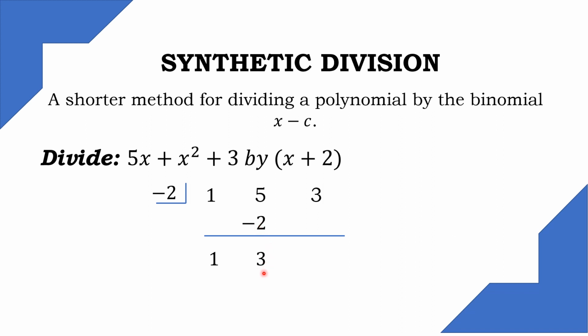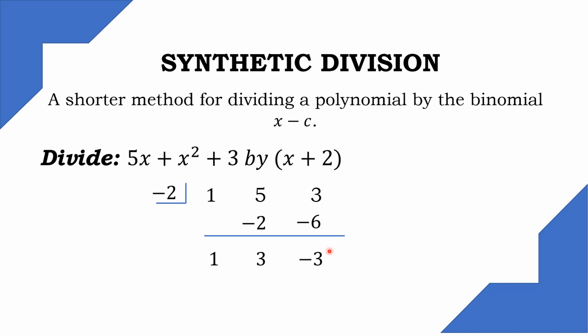Again, we are going to multiply 3 by negative 2. And the answer is negative 6 will be placed under positive 3. And we have here 3 plus negative 6. And that is negative 3. So you have to take note here that the numbers in row 3 here are the coefficients of the variables of the quotient. And the last coefficient here is what we call the remainder.